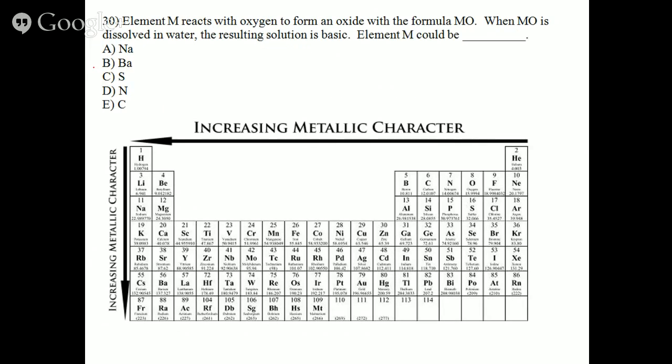30. Element M reacts with oxygen to form an oxide of the formula MO. When MO is dissolved in water, the resulting solution is basic. Let's break down what we know. If we have M and O, we know oxygen's -2, so that metal has to be +2 for the whole thing to be neutral. That narrows it down to just one answer: B, Ba, barium.